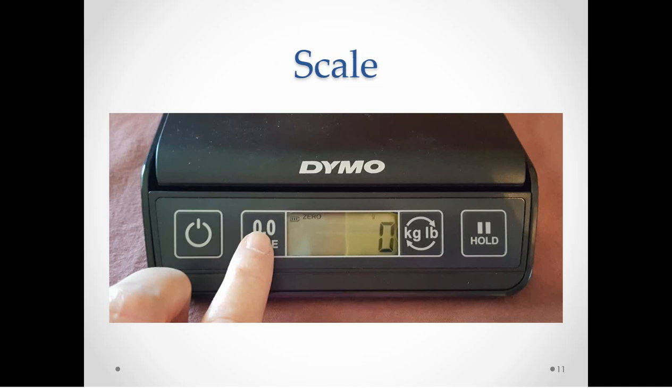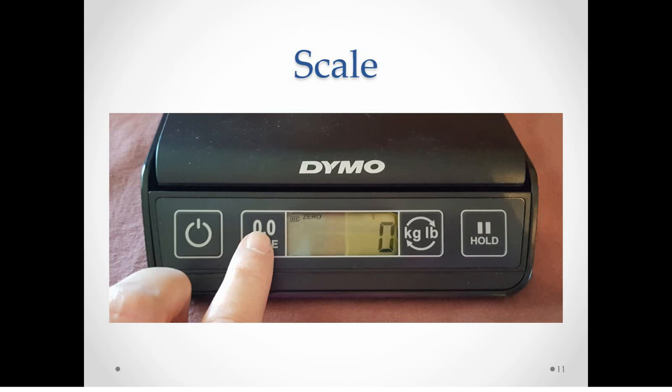The scale that you're going to be using in this experiment is quite easy to operate. The button on the left is the on-off switch. When the scale is turned on, if the scale does not read 0, the 0 tare button just to the left of the display screen is pressed to 0 the scale's reading. The button to the right of the display screen switches the scale display from SI to English units.